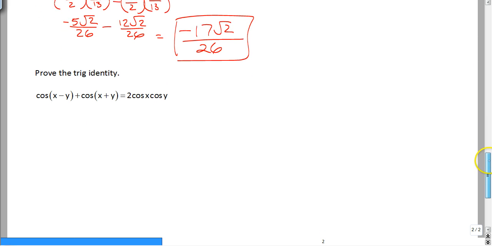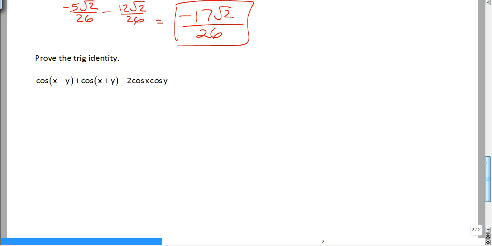Proving the trig identity. So we're actually going to prove that the cosine of x minus y plus the cosine of x plus y is equal to 2 cosine x cosine y. And to do that, obviously, we're just going to use our sum and difference formulas. So we start at the beginning. We can rewrite the cosine of x minus y as the cosine of x times the cosine of y plus the sine of x times the sine of y.